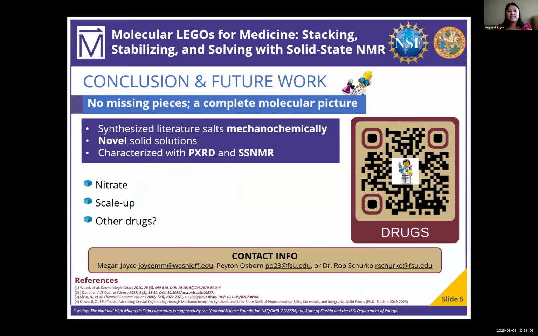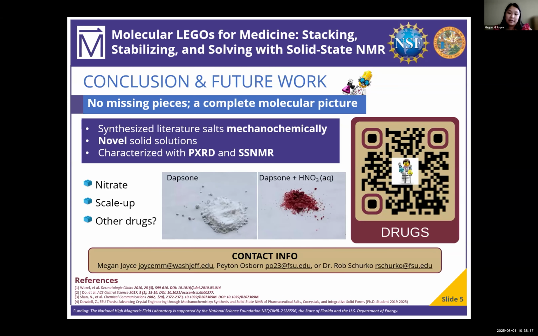Finally, we successfully synthesized the literature salts and a novel solid solution using mechanochemistry. Since then, we have tried to make a novel solid solution using nitrates, and as you can see here, they unexpectedly turned red. So we need to do further analysis to see why that is, but we suspect a chemical reaction is taking place. Other future work includes scaling up this process as it could benefit pharmaceutical companies and the end consumer. We also want to look at polyheteroionic solid solutions of other drugs and see if we can form those.